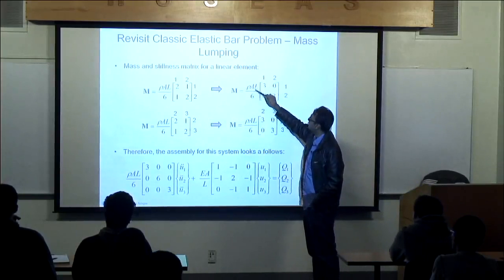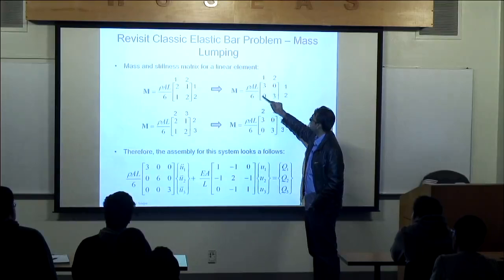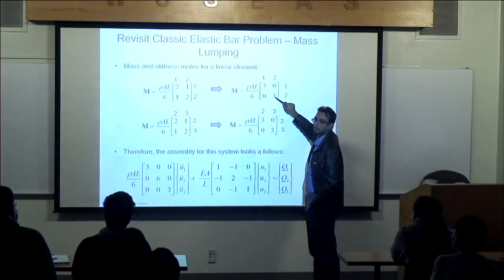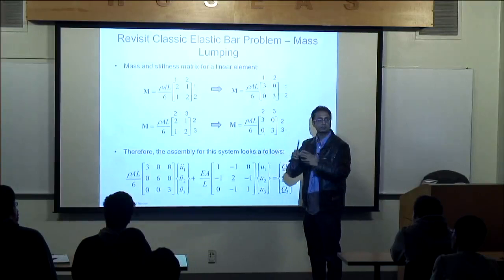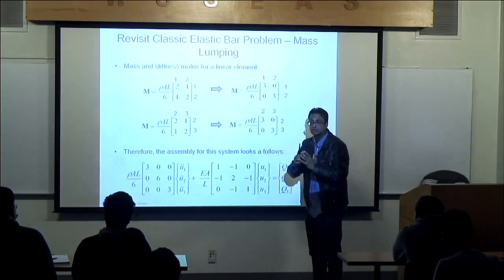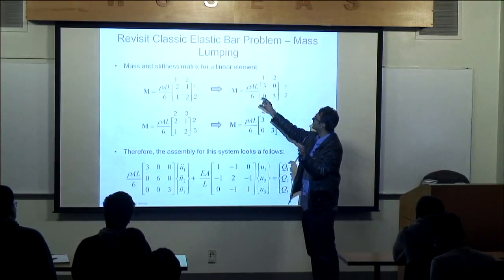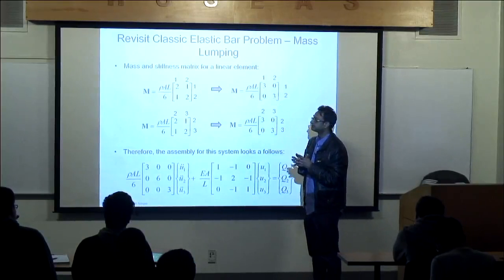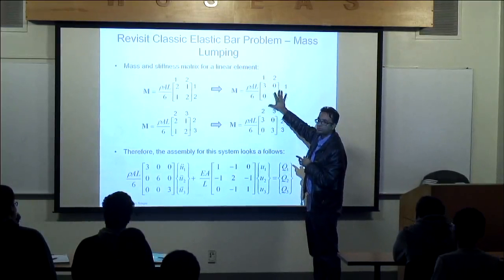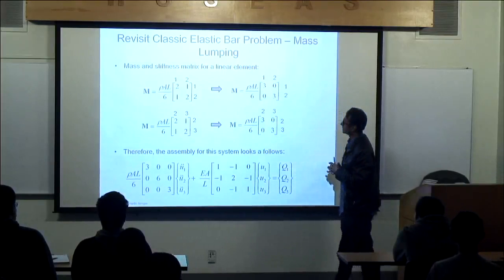This makes sense because if I take rho AL over 6 times 3, I get rho AL over 2. Rho AL over 2 plus rho AL over 2 is basically the mass of that element, but I'm putting half in one node and half in another node. Isn't the mass of that element rho AL? So I could put half on one node, rho AL over 2, and the other half in the other node, rho AL over 2. That's called the row sum method, a method to lump the masses into the diagonal terms.